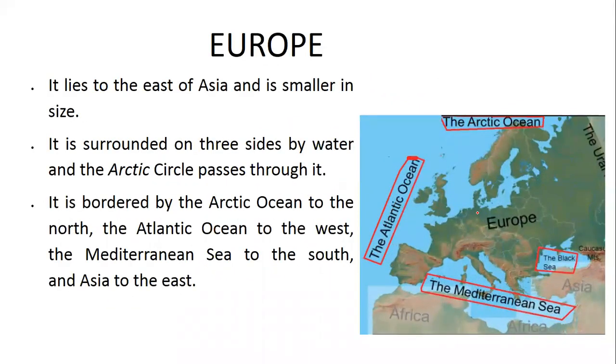Europe. It lies to the east of Asia and is smaller in size. It is surrounded on three sides by water and the Arctic Circle passes through it. It is bordered by the Arctic Ocean to the north, the Atlantic Ocean to the west, the Mediterranean Sea to the south, and Asia to the east.